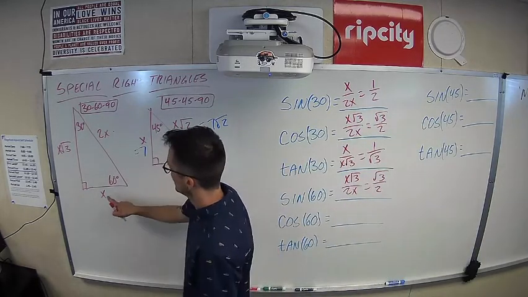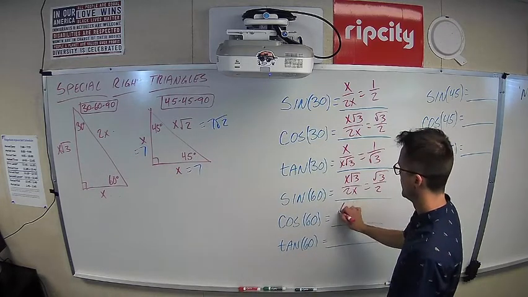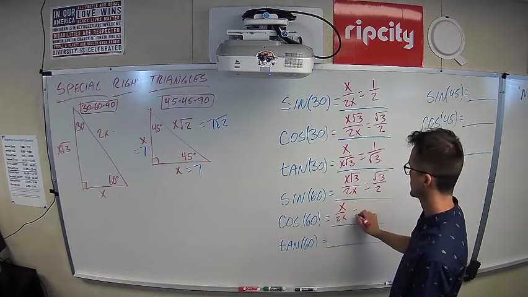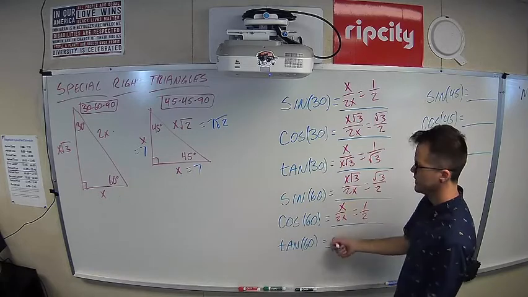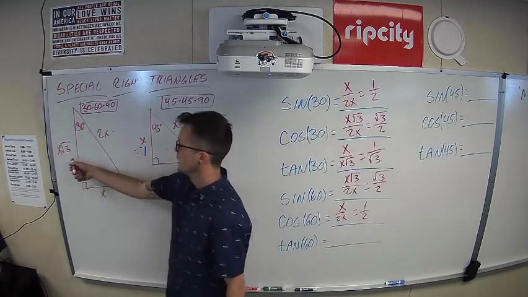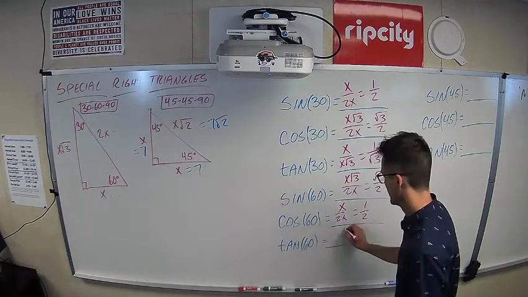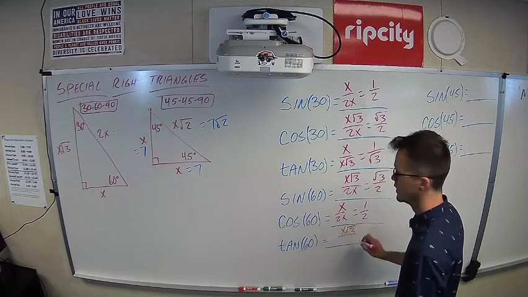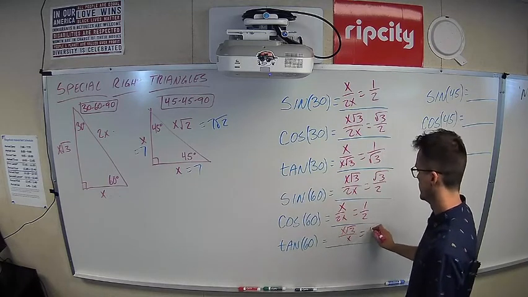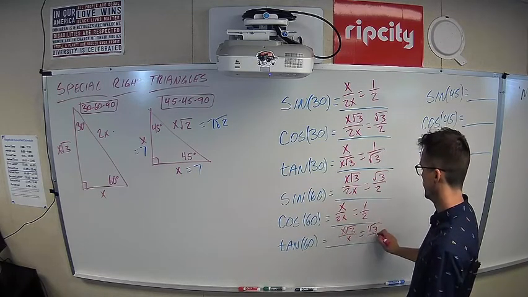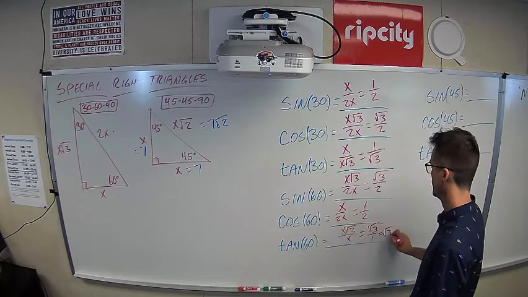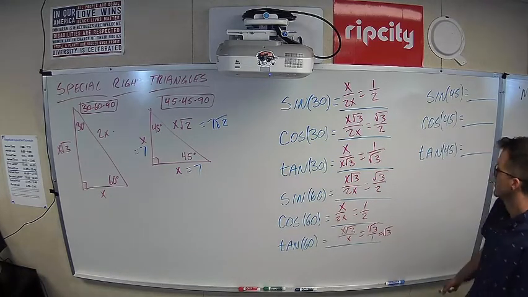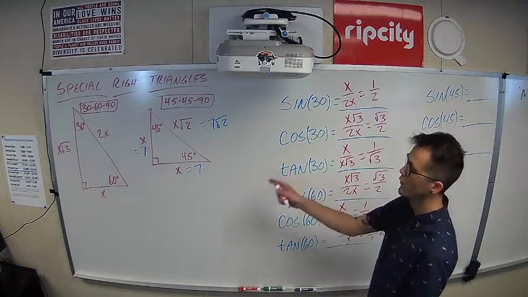Cosine of 60, adjacent over hypotenuse, x over 2x, 1/2. Tangent of 60, opposite over adjacent is just x root 3 over x. So it's root 3 over 1. Oh, that's just root 3. That one's kind of nice. I like that one. Okay, let's look at the 45, 45, 90 triangle.